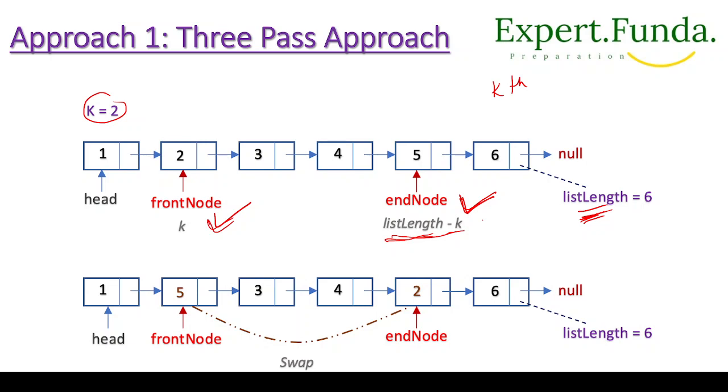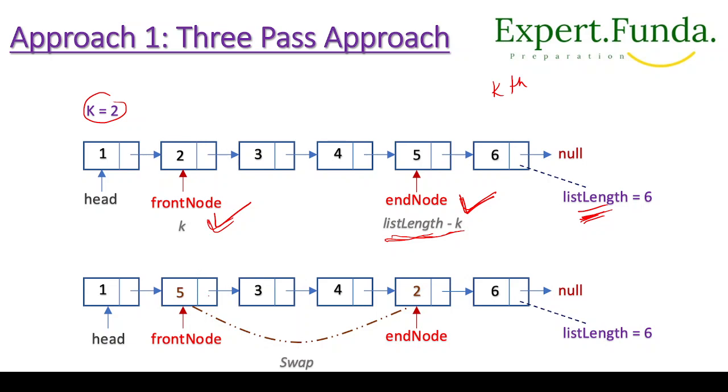So we first know the length of the linked list. If we know the length, then the kth node from the end would be the list length minus k, as you can see here in this picture. Now you have to focus on how we'll do the traversing, so let's see how we will do it.